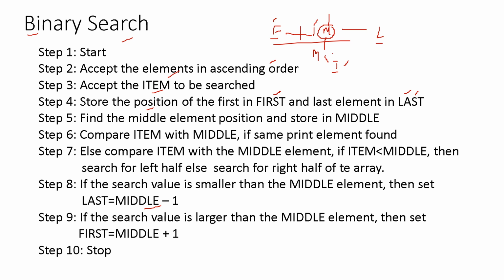If you are in the second half, last will be the same as the first case, but first will change. First value will be middle value plus 1. Okay, now you have to continue and find whether the search is successful or not. If a match has been found, you have to print the location, else you have to print element not found. So this is the algorithm.